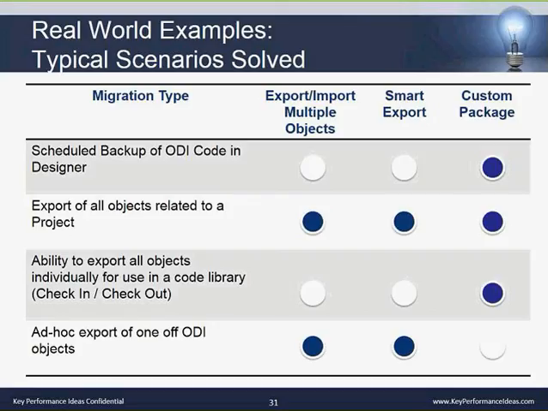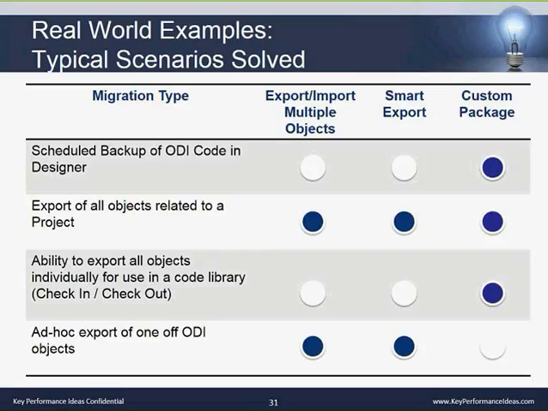But you can do the same thing on the custom package side. You can export objects individually from a custom package standpoint. You'll get a file for each object that you export. But again, you're going to have to import them and understand the order that you need to import them.